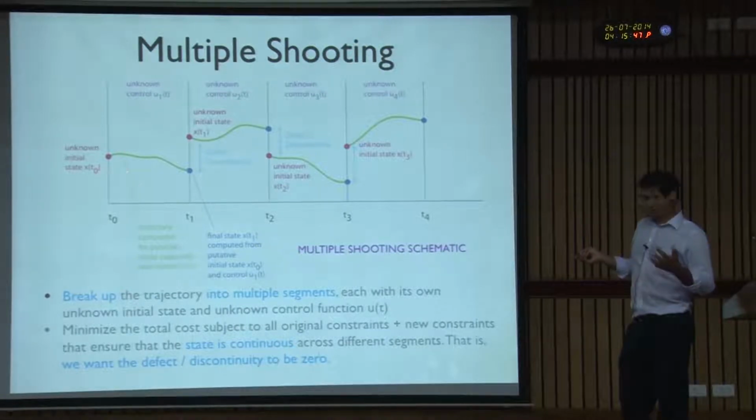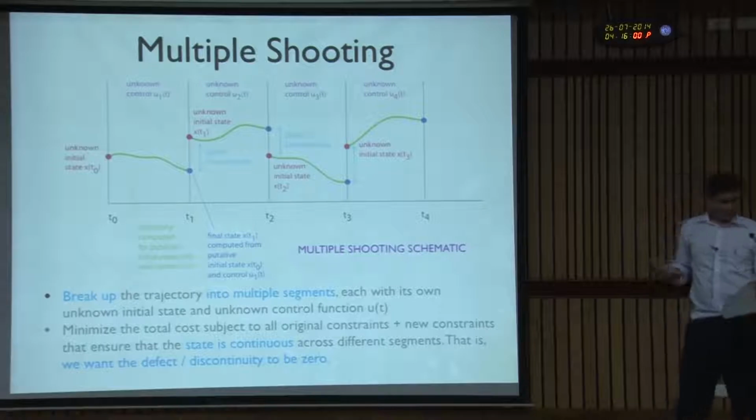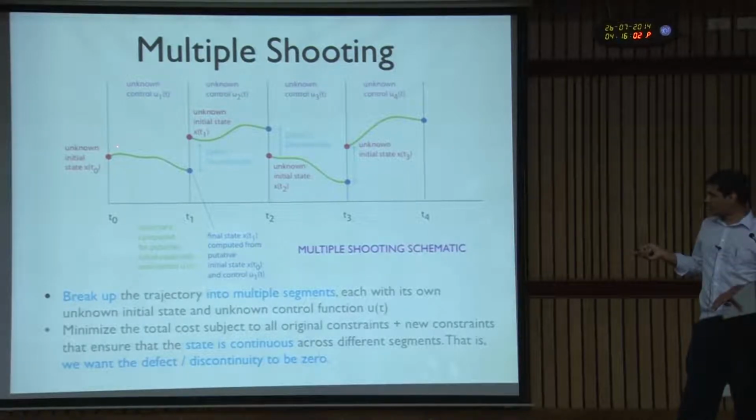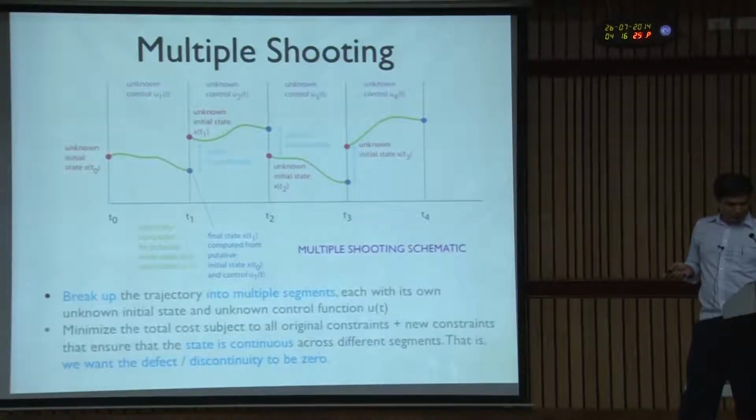So you have all these unknowns, and then you have additional constraints, which would be essentially minimizing these defects. In other words, this point must be identical to this point, and then the slopes must match and so on. So that's the idea. So you're increasing the number of variables by a factor of 10 or 20, depending on how many segments you're using, and then trying to see what the optimal solution is, making sure that the thing is smooth. And so that's called multiple shooting.